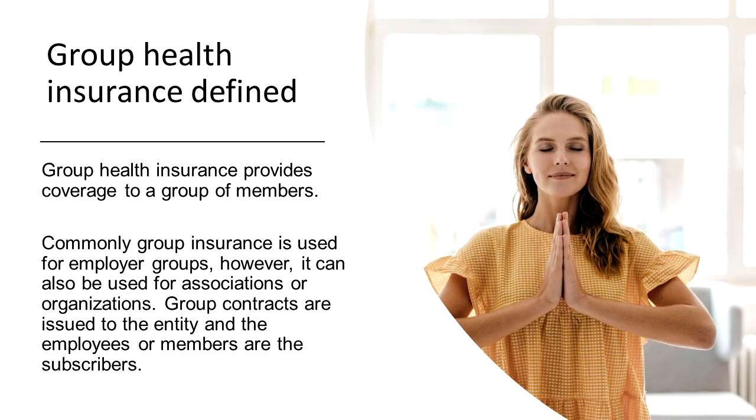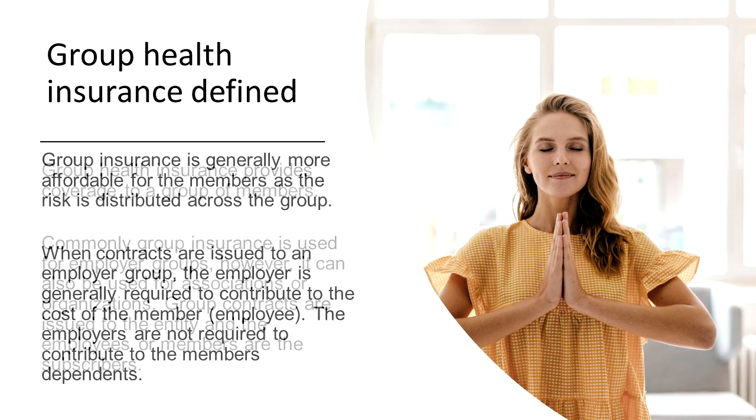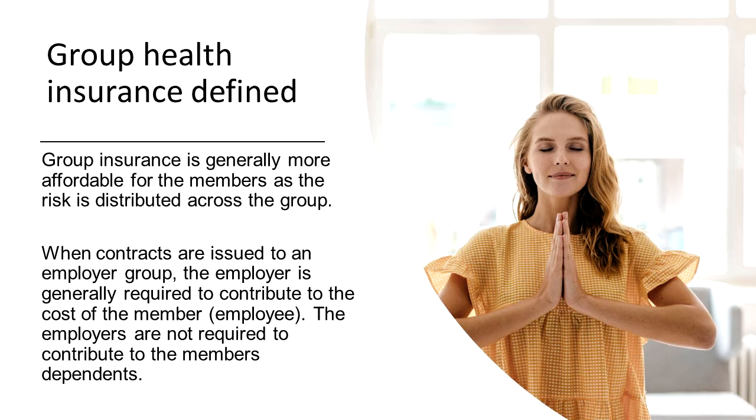Group health insurance defined. Group health insurance provides coverage to a group of members. Commonly, group insurance is used for employer groups. However, it can be used for associations or organizations. Group contracts are issued to the entity, and the employees or members are the subscribers. Group insurance is generally more affordable for the members as the risk is distributed across the group.